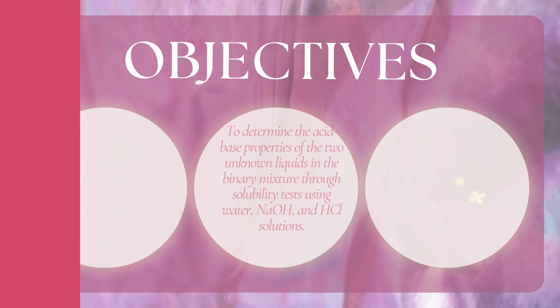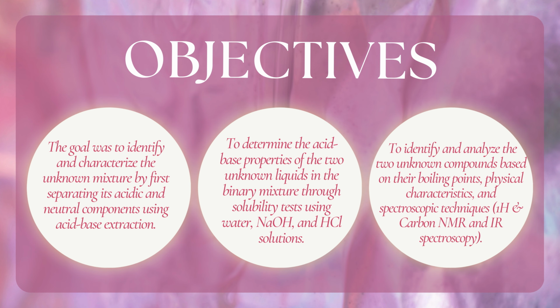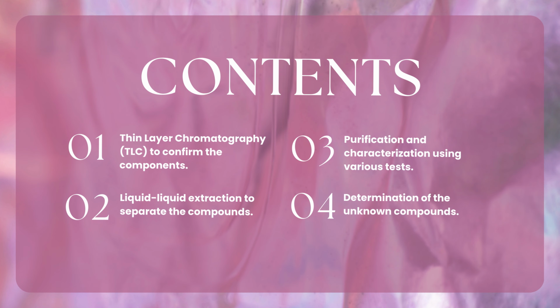So the main objective of this experiment was to identify and characterize two compounds that I isolated from an unknown mixture. The process began with the acid-base extraction, which allowed me to separate the acidic component from the neutral one. And after separation, I used TLC, thin layer chromatography, solubility tests, and also spectroscopy techniques like infrared IR and nuclear magnetic resonance NMR spectroscopy to analyze and identify the structures of the two compounds. Without further ado, let me walk you through the general approach that I took in this experiment.